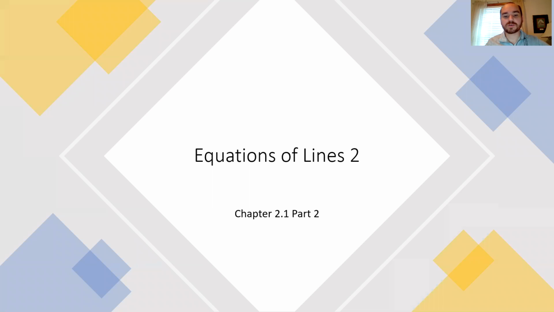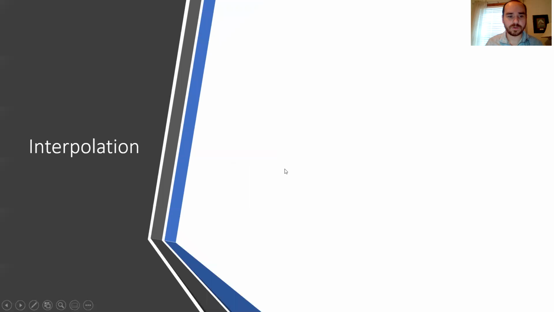So this is still chapter 2.1. This is part 2. You'll notice the assignment for this one is significantly shorter than the first one. The idea was to give you the more dense part earlier, so you had more time to work on it, hopefully more time to come up with questions to ask, and then this part should be a little bit less in depth, at least in terms of the amount of work you're doing. So we're going to talk about a couple of different things.